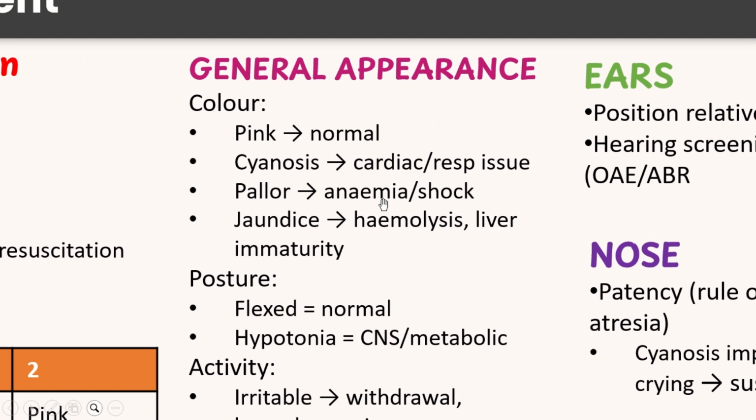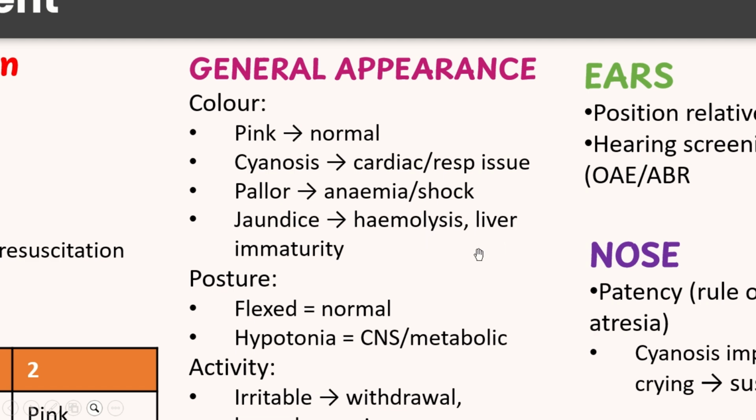So when you look at their general appearance, you want to look at the color. If they are pink, that is a good thing. Cyanosis, think about a cardiac or respiratory issue. If there is pallor, think about anemia or shock, because they bleed out. Sometimes you have things like abruptio placentae, where the placenta may be abrupted, and this neonate went ahead and bled a lot. So we can have things like jaundice when we have hemolysis or hemolytic disease of the newborn.